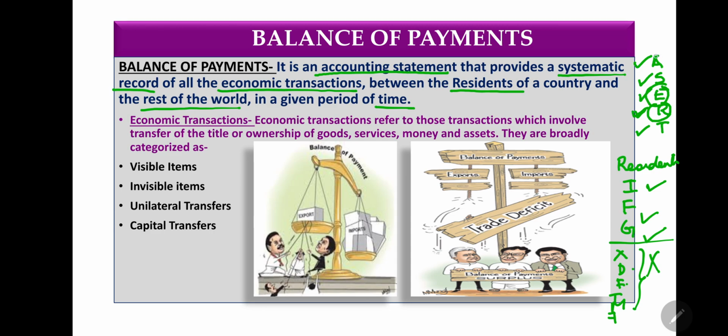The A means accounting statement. Basically, it's showing the transaction between one person and the other person. And now moving on to the economic transactions. So economic transactions are those transactions which involve transfer of title or ownership of goods, services, and money assets. And there are four categories of economic transactions. These are visible items, second one invisible items, third one unilateral transfers, and fourth one capital transfer.